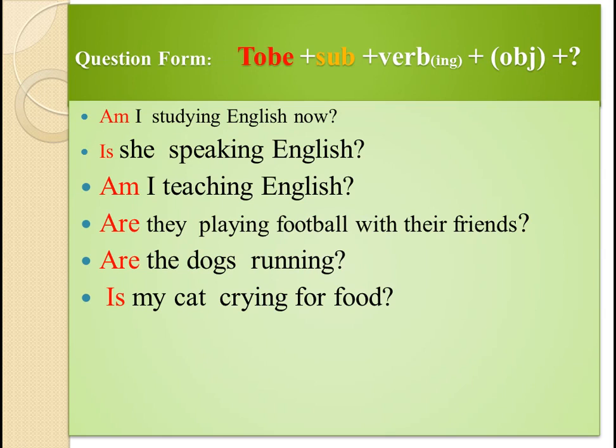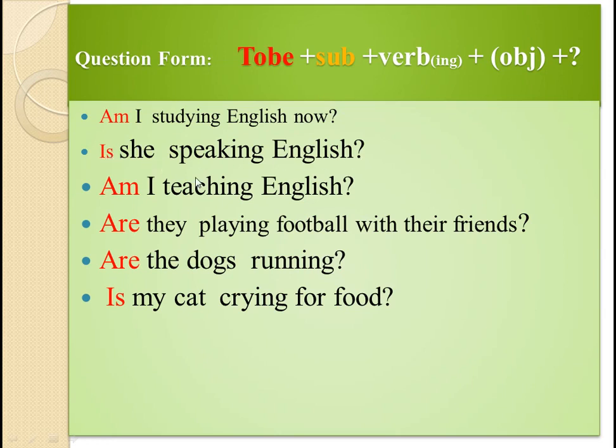Now go to question. In question they have to be plus subject, verb ing, and object and question mark. In this sentence, you just remove the verb to be from the positive form and put it in front of the subject. It becomes a question sentence automatically, and don't forget to add a question mark.